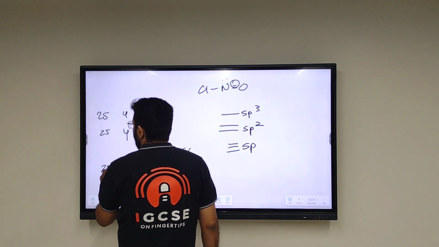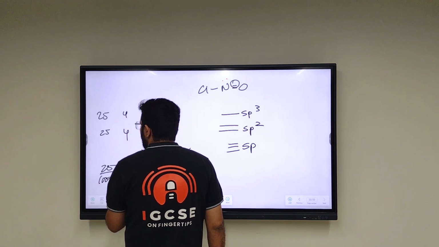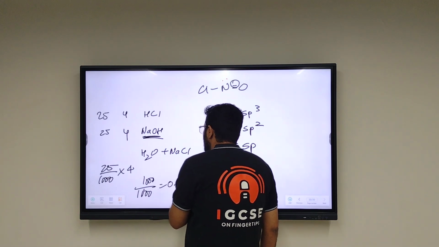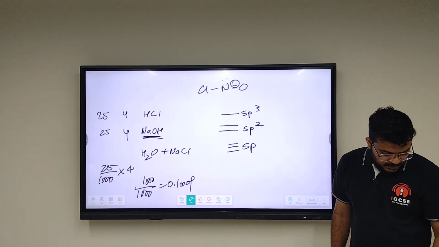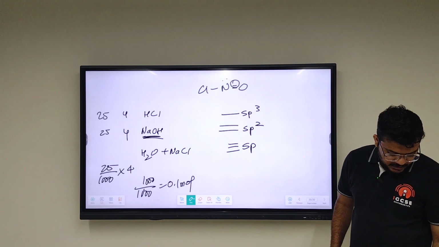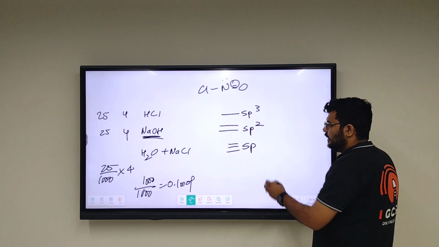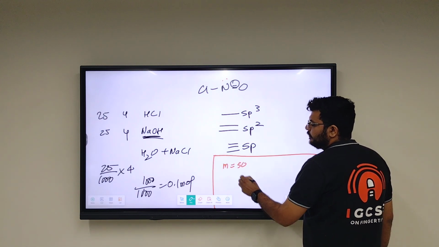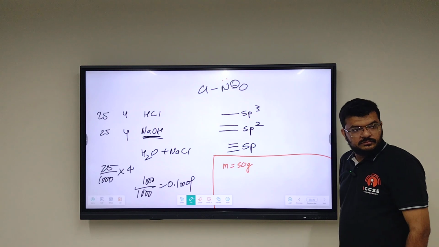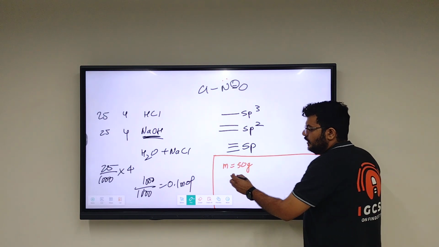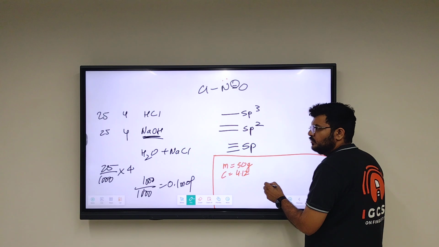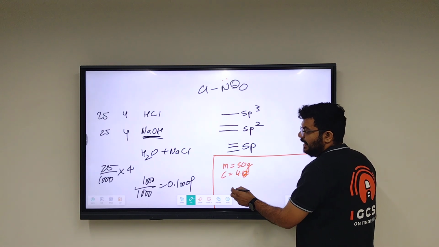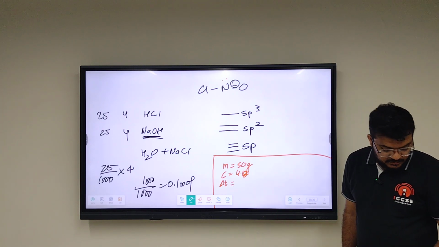So you have 25 centimeter cube of 4 mole per dm cube, so you have 0.1 mole of water forming. If that is clear, they have said that the initial temperature of both the solutions was 15. Can I safely say that M is going to be equal to 50 gram of both? Total, right? C is 4.18. And delta T, what is delta T in the question?